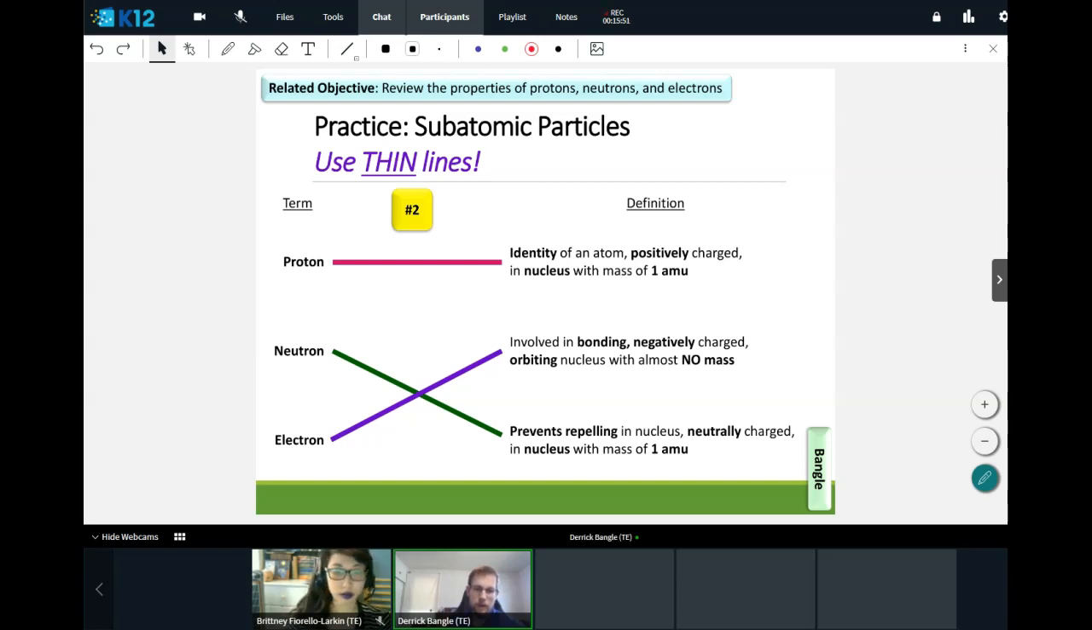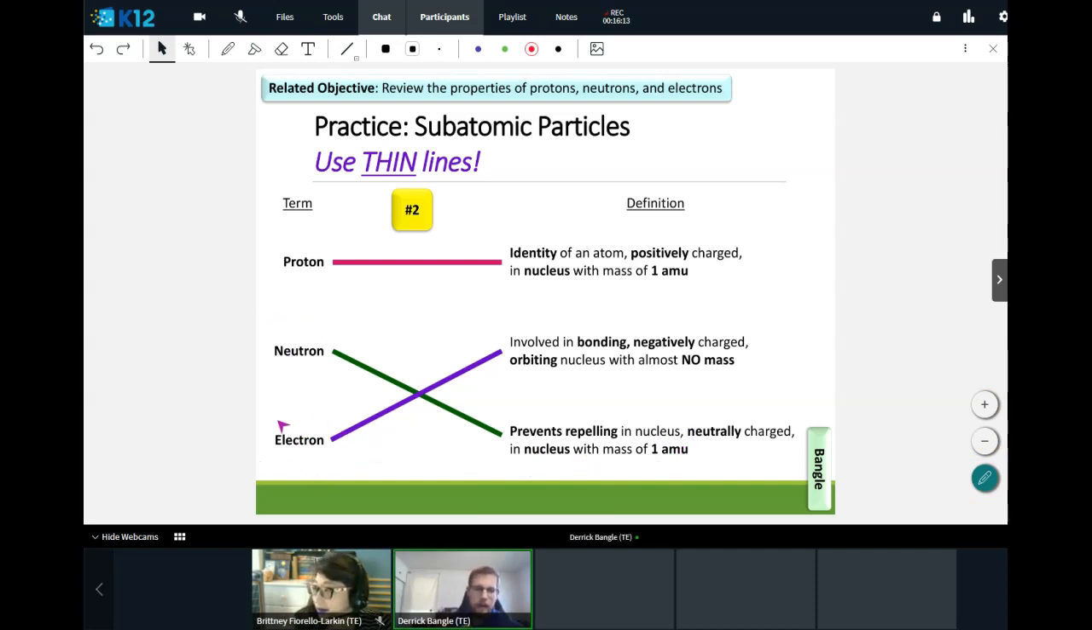Neutrons are similar. They prevent repelling in the nucleus, right? So those same charges, they prevent the protons from pushing away from each other and having the atom fall apart. They are neutrally charged. So again, that keyword being neutron, neutrally charged. They are inside the nucleus with a mass of also 1 AMU, just like the proton.